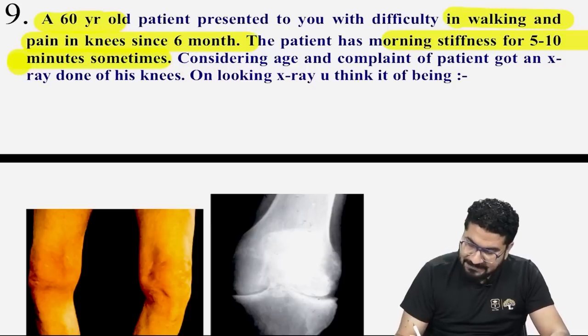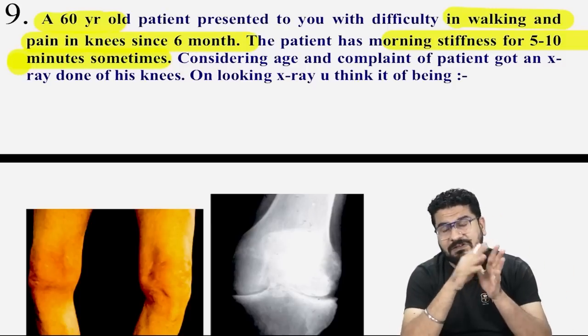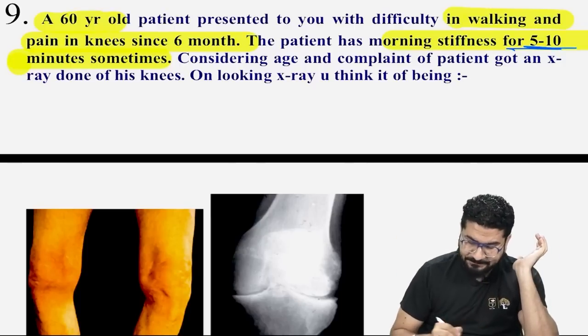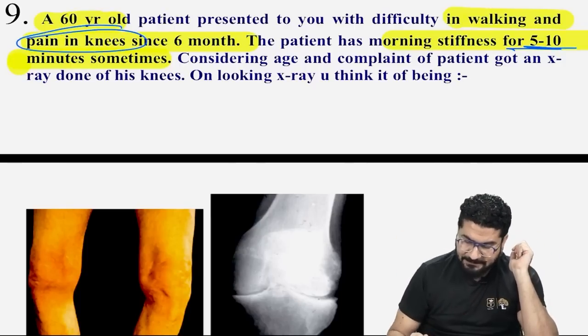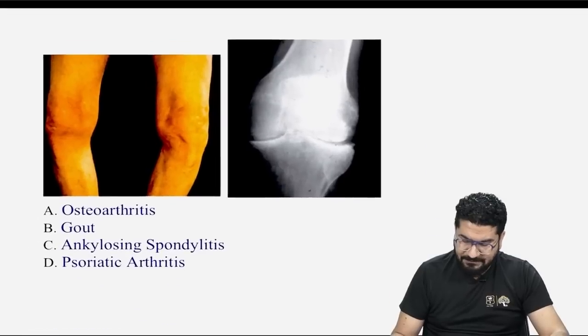So understand this. In rheumatoid arthritis, morning stiffness will last for more than half an hour, sometimes more than 45 minutes. Here only 5 to 10 minutes is given, so that is not a hint. The hint here is pain in the knees since 6 months. Considering the age and complaint of the patient, an X-ray was done. On looking at the X-ray, think of what you can see here.